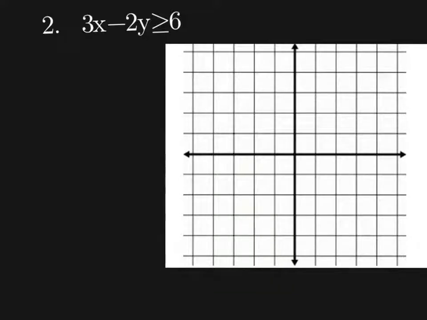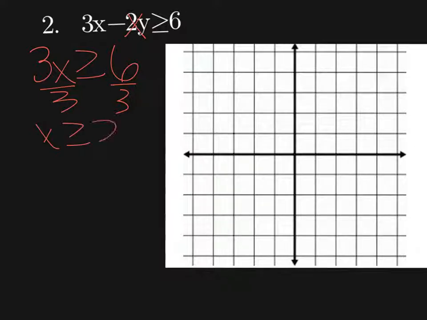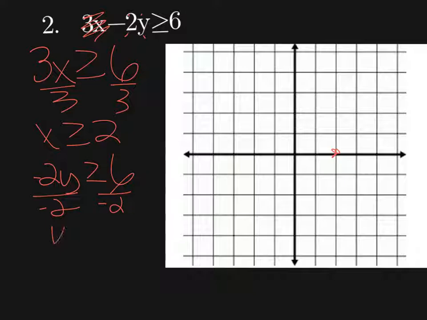So we're going to cover up our x. So we got 3x is greater than or equal to 6. Divide by 3. So my x-intercept is greater than or equal to 2. Okay. Now I'm going to go back and do the other one. So I'm going to cross out my x. So I have negative 2y is greater than or equal to 6. Divide by negative 2. And y is less than or equal to negative 3.